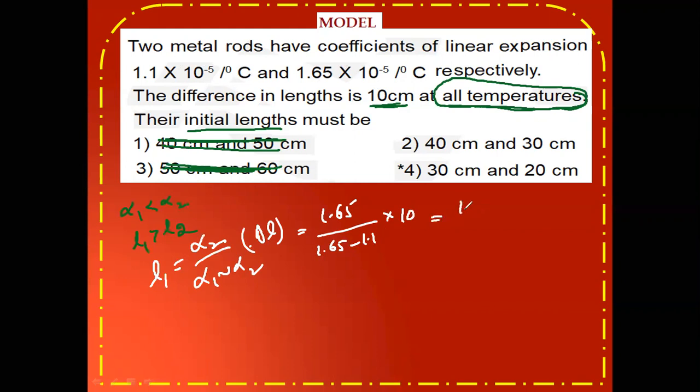This is equal to 1.65 by 0.55 into 10. So this will be cancelled out 3 times. So the answer will be 30 centimeter, which is L1. Once you get the 30 centimeter, no need to do the rest of the problem. The remaining value, no need to calculate. Directly we can put this as the answer. If two 30s are there in the options, then you can go for the remaining. But for this problem, no need to find out the value of L2.